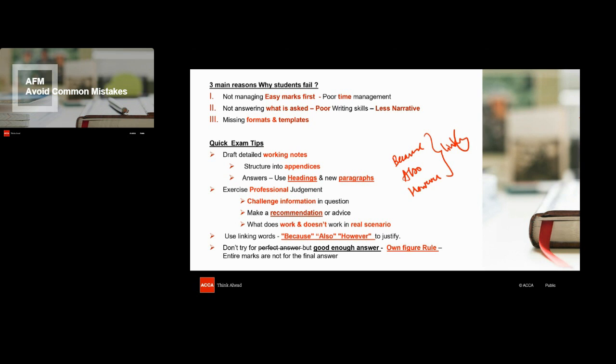Now, there are students who come and ask me, sir, how do I manage time? How can I score more in less time? How can it be done? I'm going to give you a quick hack about how to look at the watch and how to ensure that you stick to the time.